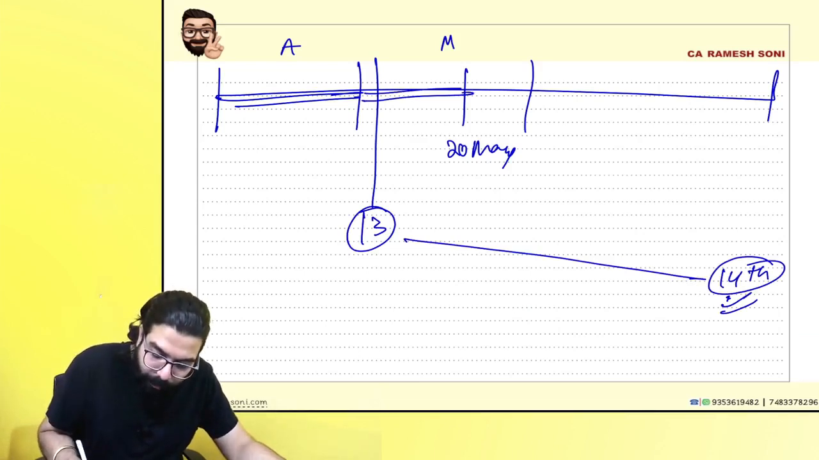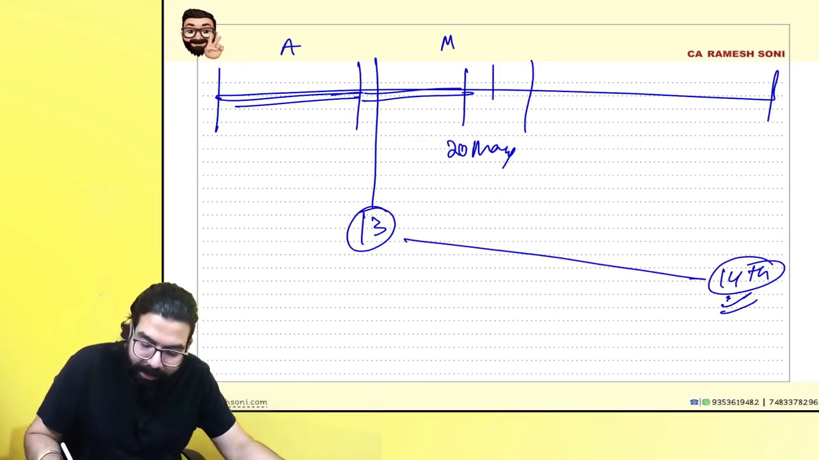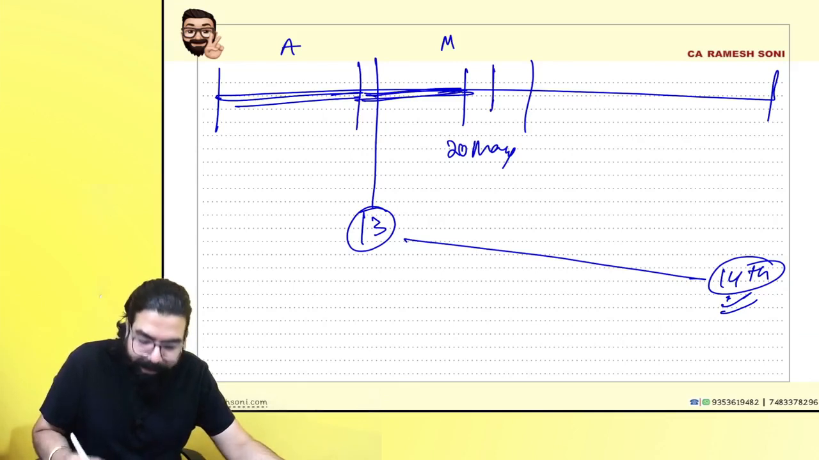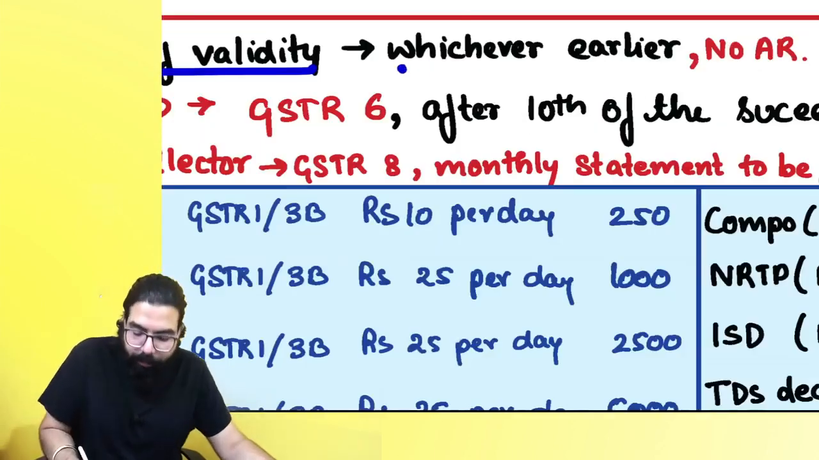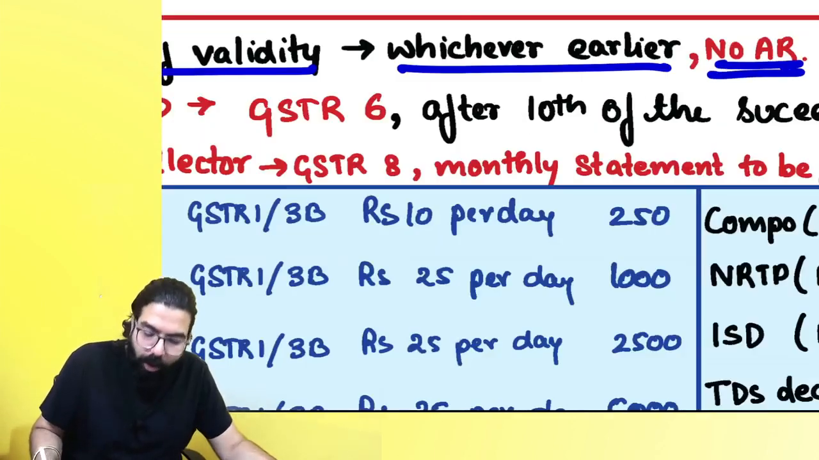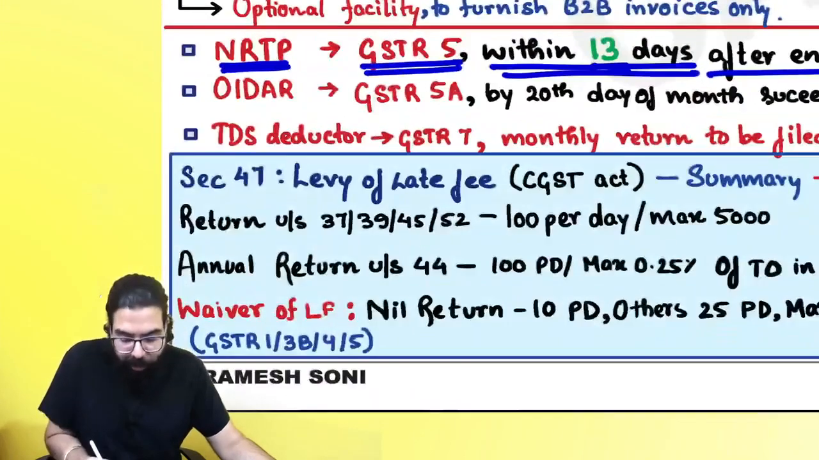And sir, I have registration for 20 more days. Then they are telling, sir, once 20th gets over, within 7 days you should go ahead and file your GSTR 5, whichever is earlier. And no annual return. They don't have any annual return.